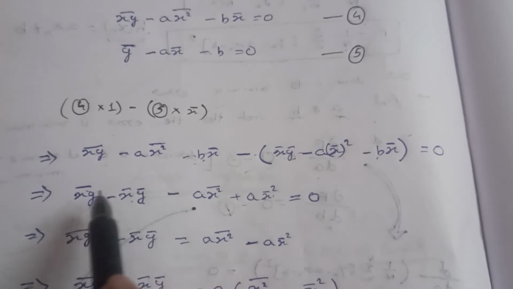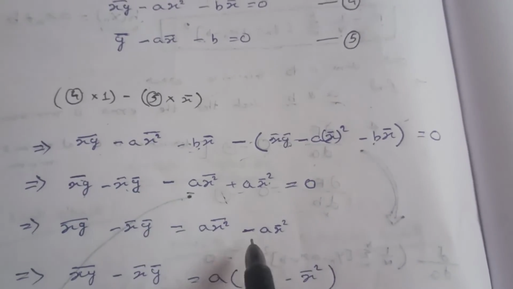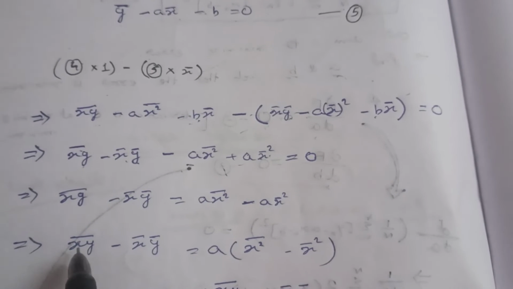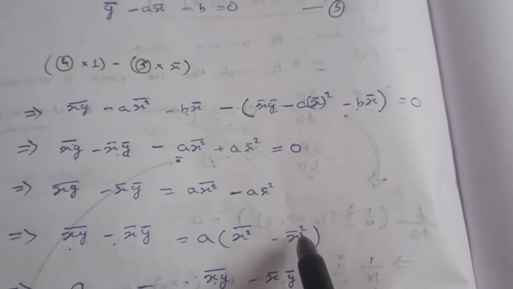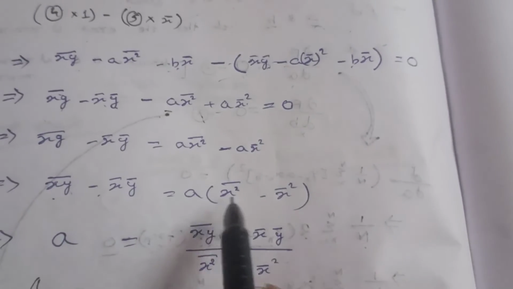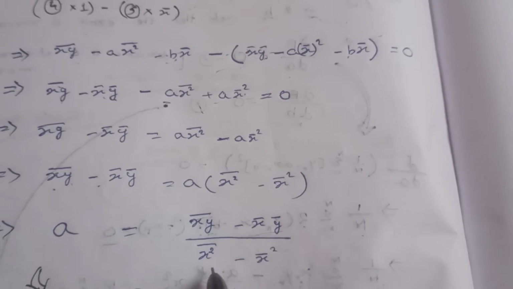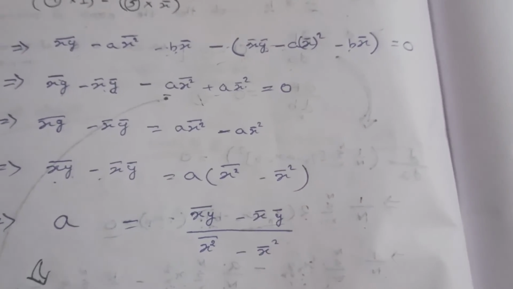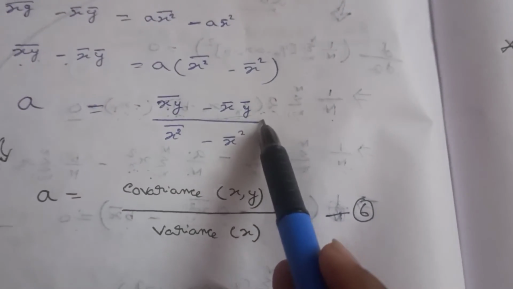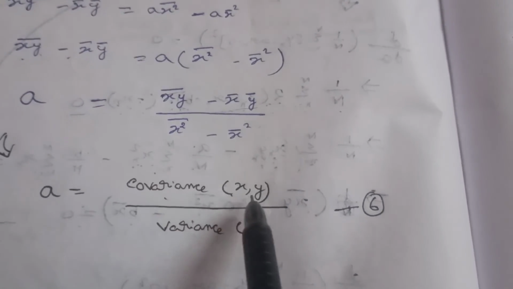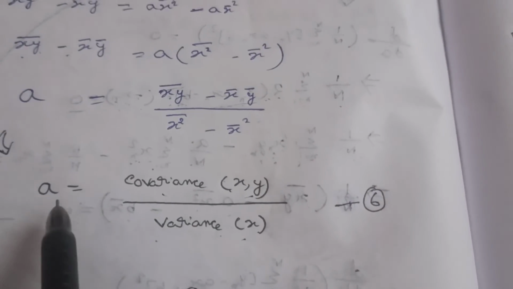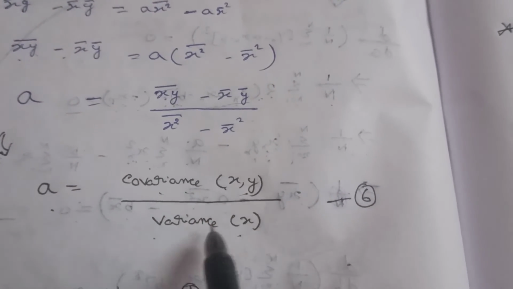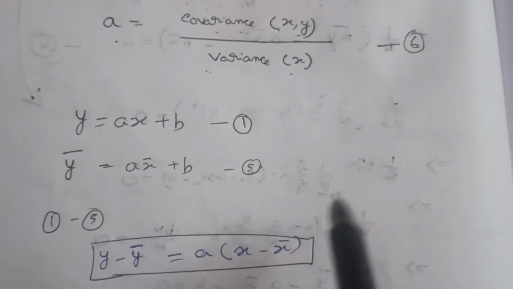So now let's have the a part on one side, and the value will become xy whole bar minus x bar y bar equals a of x square bar minus a x bar whole square. So the value of a will become xy whole bar minus x bar y bar over x square bar minus x bar whole square. This is the value of a we are going to get. This particular numerator is the covariance of x and y, and the denominator is the variance of x. So we can say a equals covariance of x, y divided by variance of x.